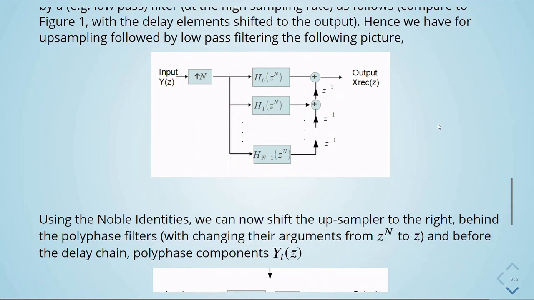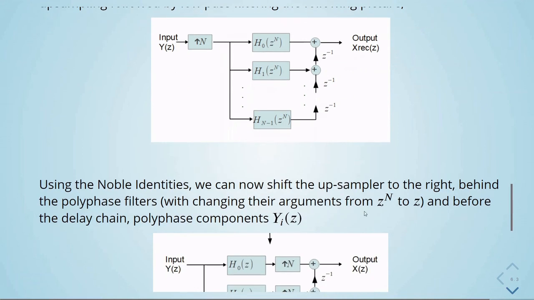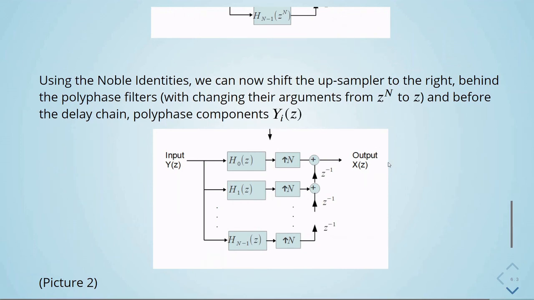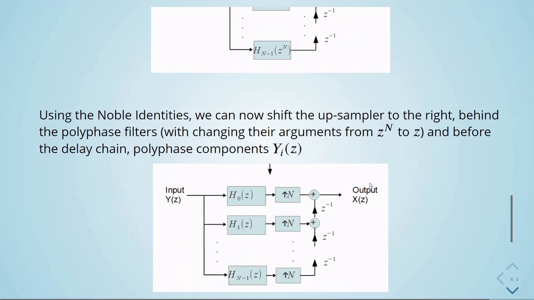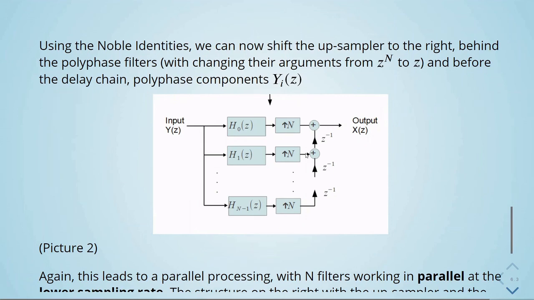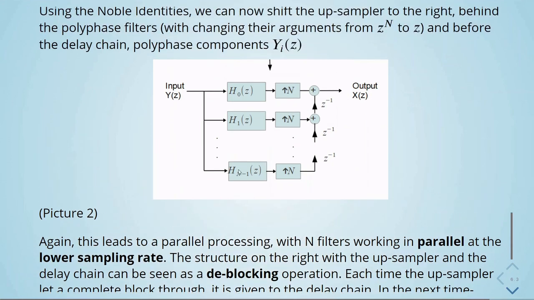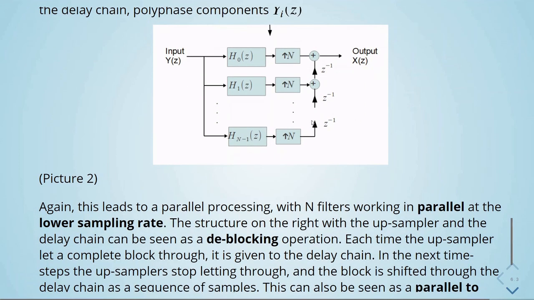Using the noble identities, we can now shift the upsampler to the right, behind the polyphase filters, changing their arguments from Z to the power of capital N to Z, and before the delay chain. So we have polyphase components given by this diagram here. This is picture 2. Again, this leads to a parallel processing with N filters in parallel at the lower sampling rate.